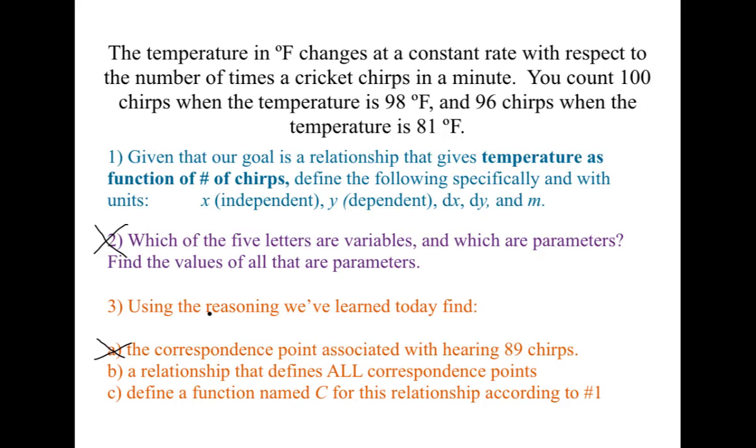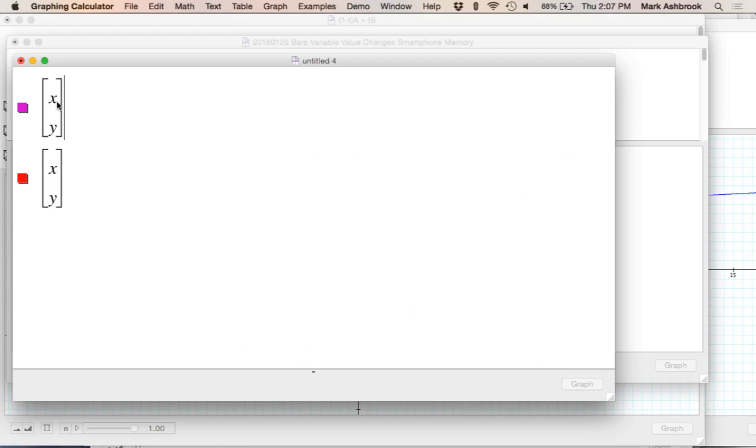Okay, so our goal is that everybody understands this fully. So please ask if you are unclear about something. 100? Yeah, which is the change. 100 chirps. Okay. And then 98 degrees. Okay. And then 96 chirps. Yeah. And 81 degrees.